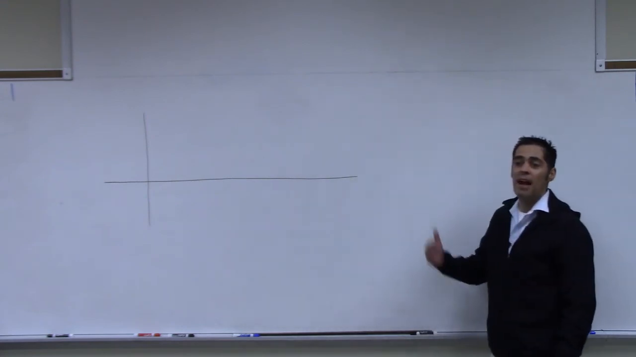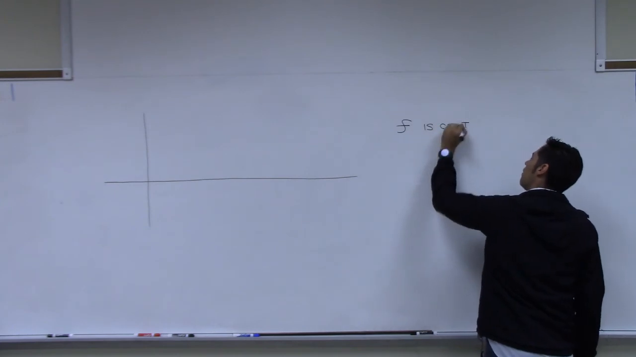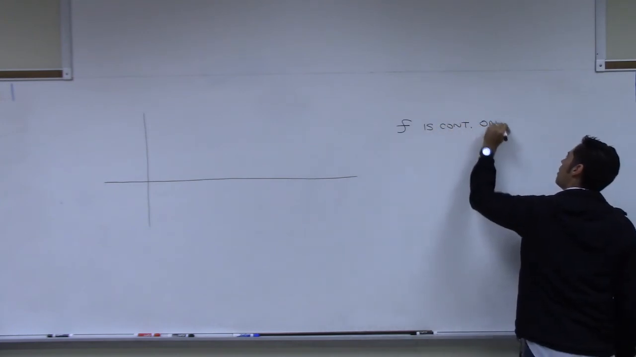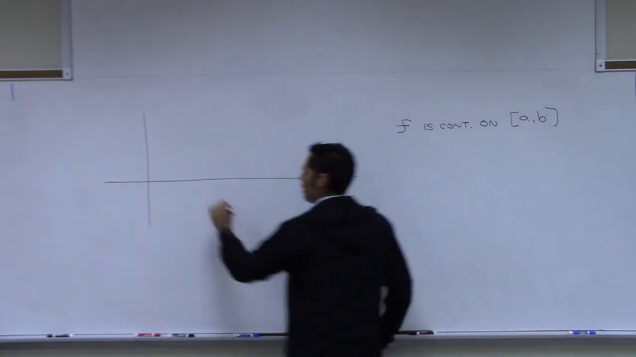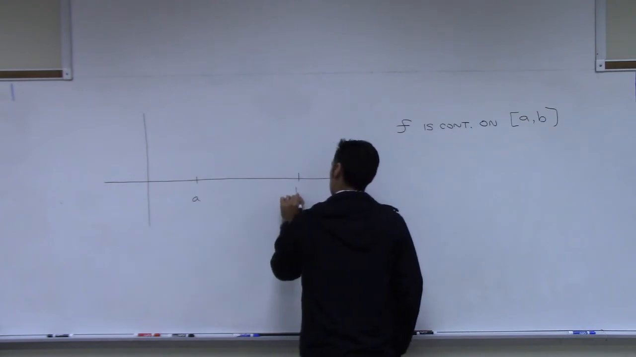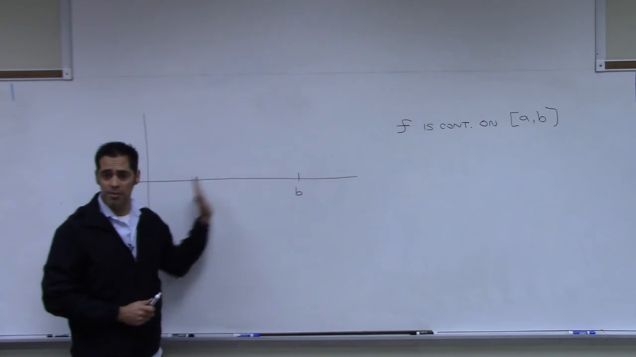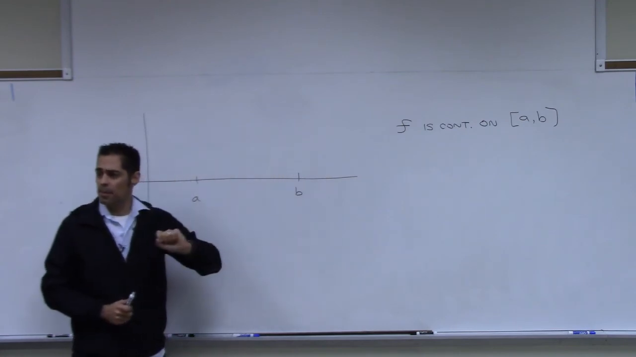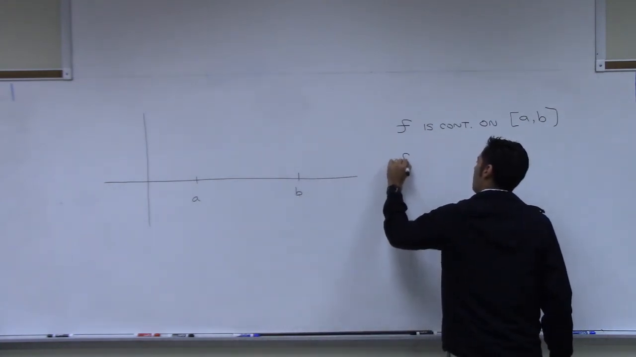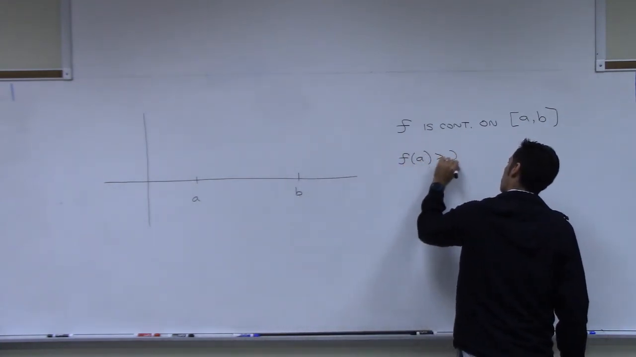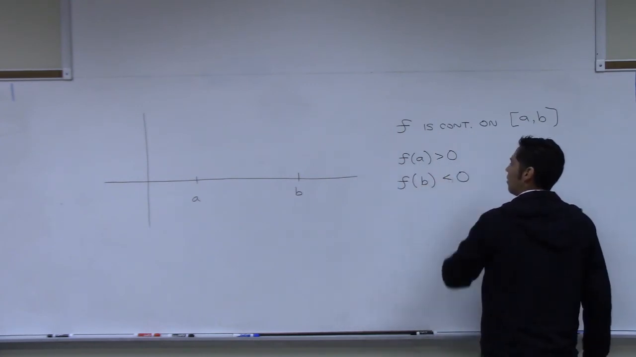All right, let's say that I have some function f. f is continuous on some interval [a, b]. And I'm going to put a and b over here. So here's an interval [a, b], and I'm telling you that this function is continuous here, all right? Meaning you can draw it without picking up your pencil. Yes? I'm going to add some more conditions. f of a is greater than 0, and f of b is less than 0.